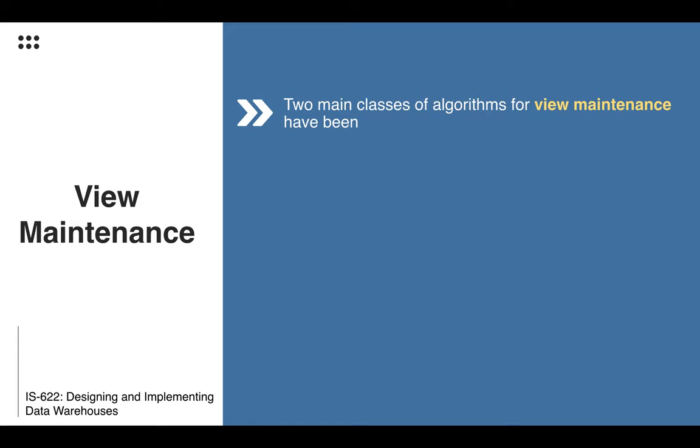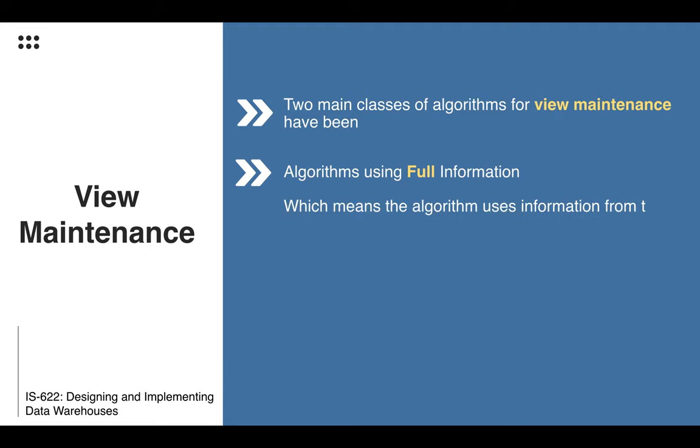In the last part of the lecture, we talked about the two main classes of view maintenance algorithms. The first one is algorithms using full information. In this one, we focus on using the information from the base table. Any algorithm that uses the information of the base tables to update the materialized views is referred to as an algorithm that uses full information.